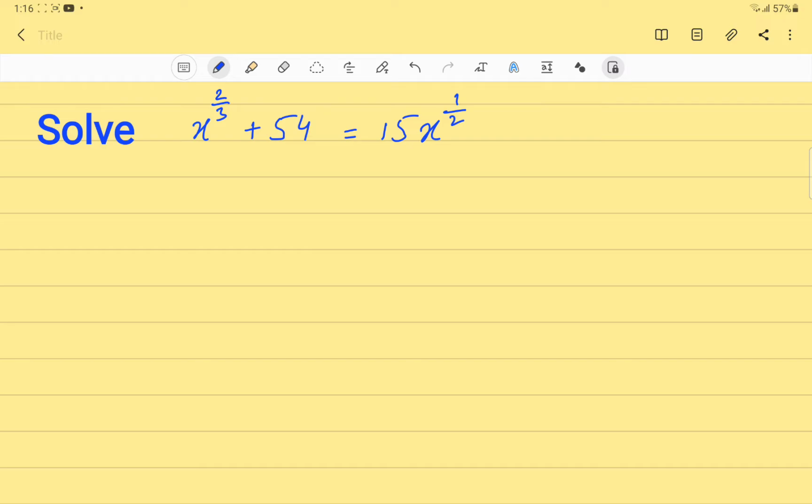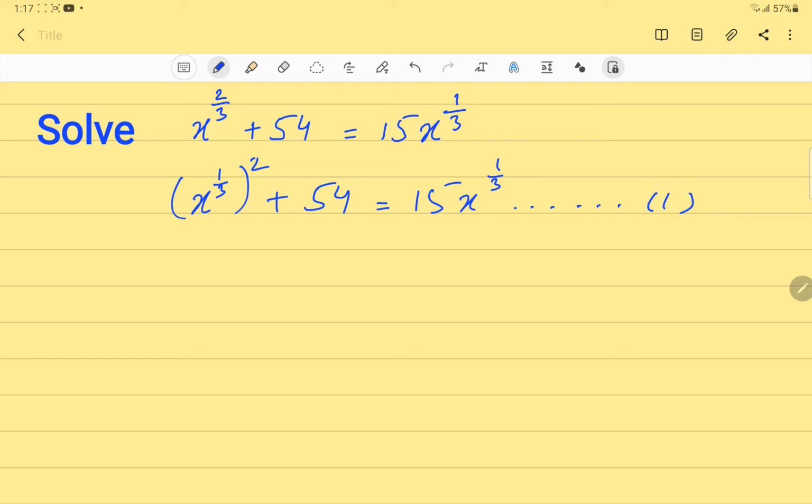This equation can be rewritten as (x raised to power 1 over 3) whole square plus 54 is equal to 15 into x raised to power 1 over 3. We will call this equation number 1.